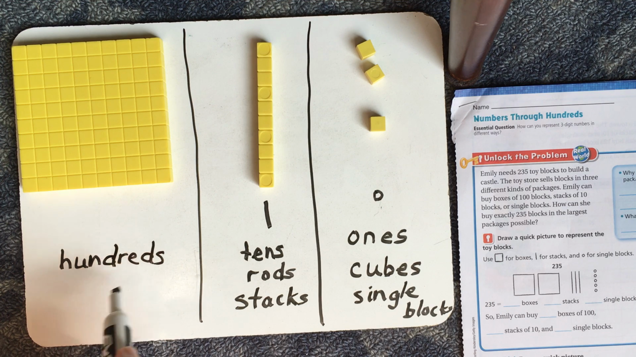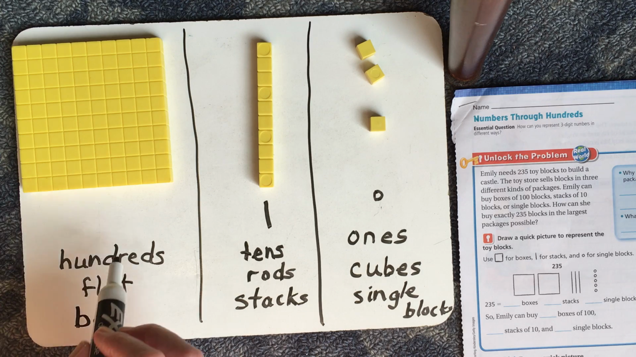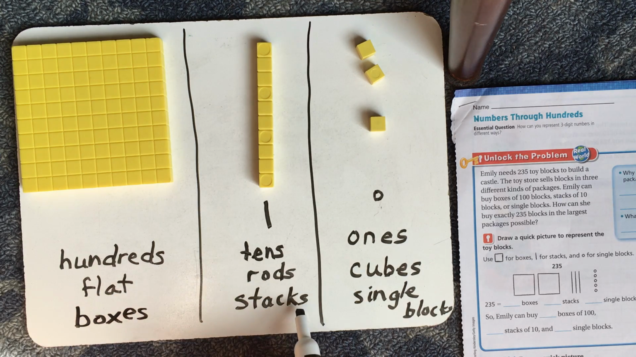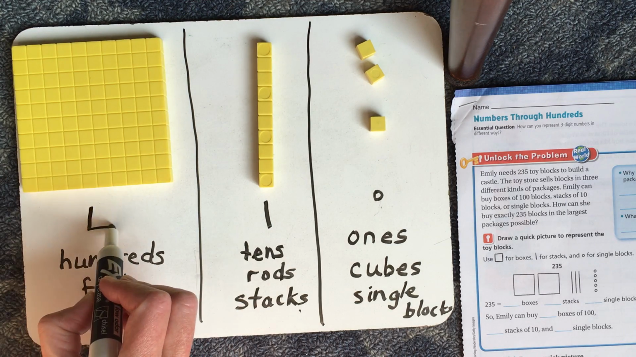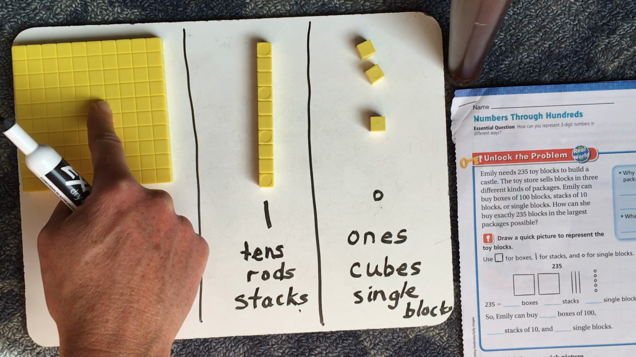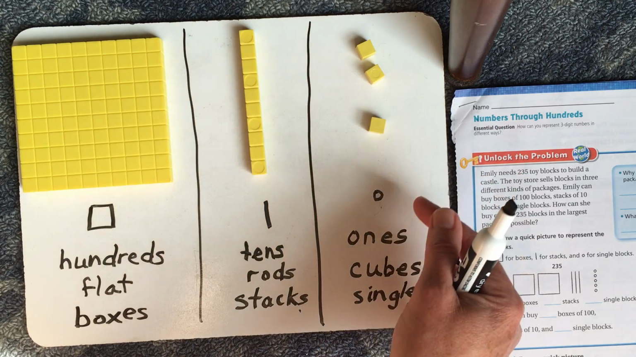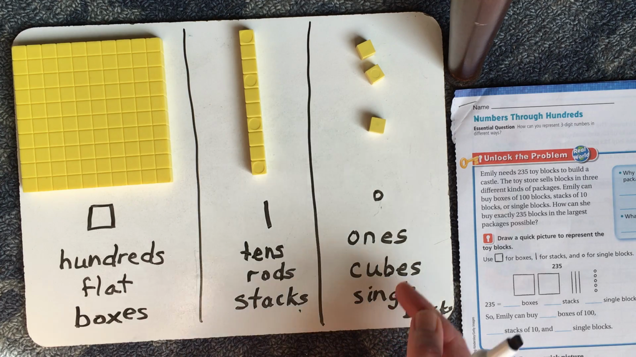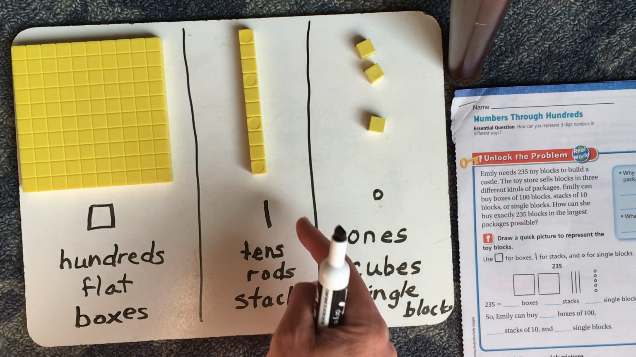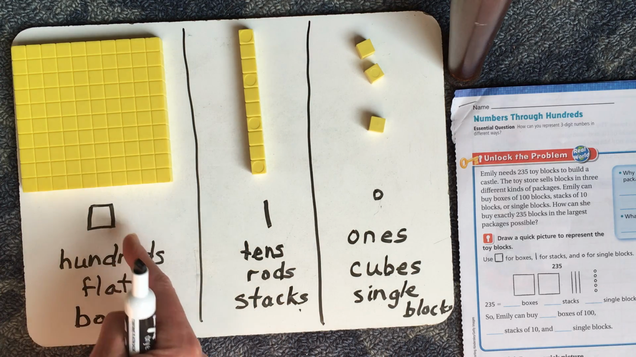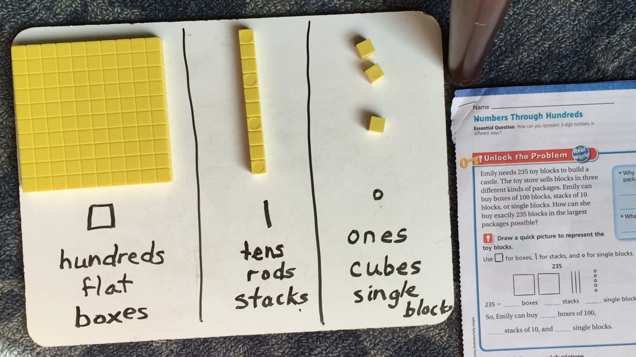Our hundreds, I sometimes call a flat. And in our book, they call them boxes. And the way that we're going to draw it is with a square. So a square for 100, a line for a 10, and a circle for a 1. Okay, and let's review the vocabulary again. Ready? A circle would be a single block, a line would be a stack, and a square would be a box. All right, so we're going to take that vocabulary and we're going to start making some numbers.